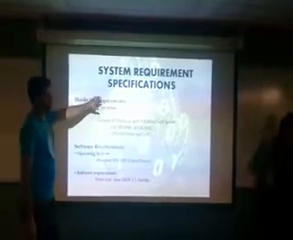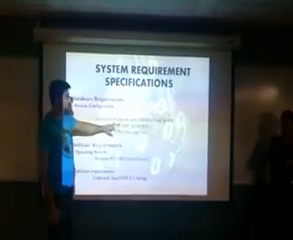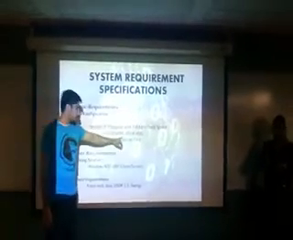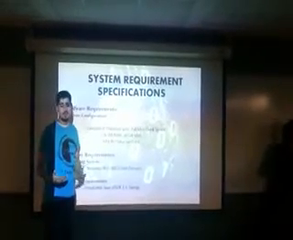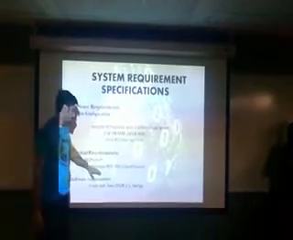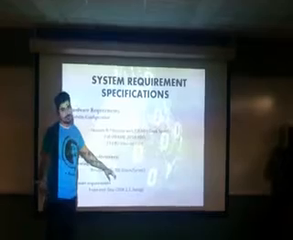So what are the system requirements? Here we use a Pentium 3 processor with 700 MHz clock speed and 256 MB of RAM, where the minimum requirement of hard disk is 20 GB. For software requirements, we use Windows 2000, and the latest version is Windows 2010, as we know.